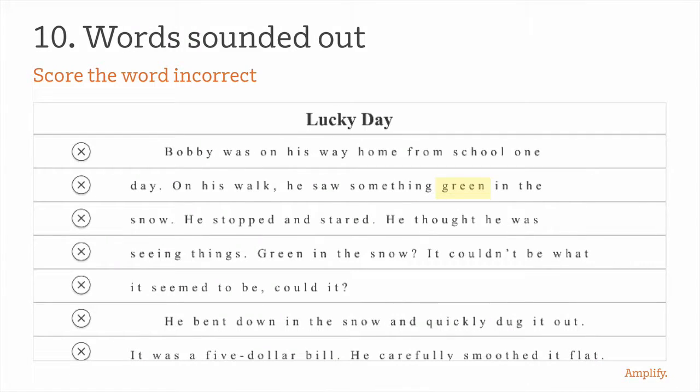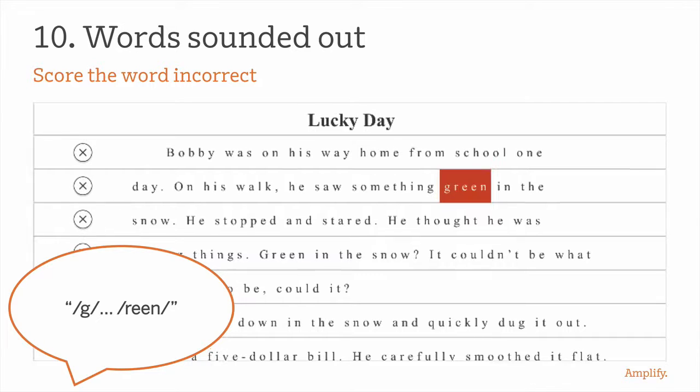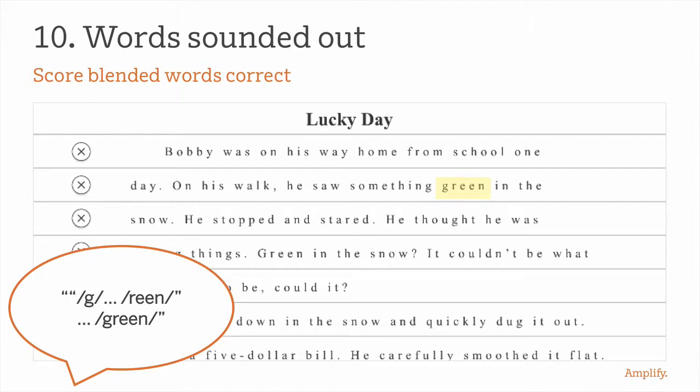Words sounded out. If a student sounds out a word and does not blend it, score it incorrect. For example, if a student reads the word green as g-r-ee-n and does not blend it to green, score the word green incorrect. If a student sounds out a word and then blends it, score it correct. For example, if a student reads the word green as g-r-ee-n and then blends it to green, count the word correct and leave it unmarked.